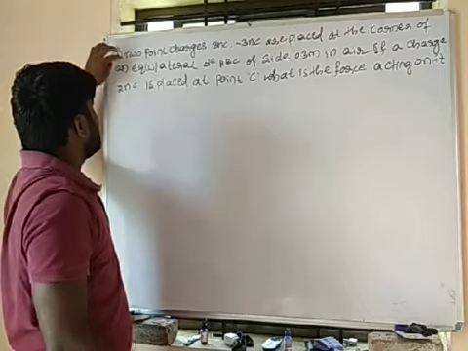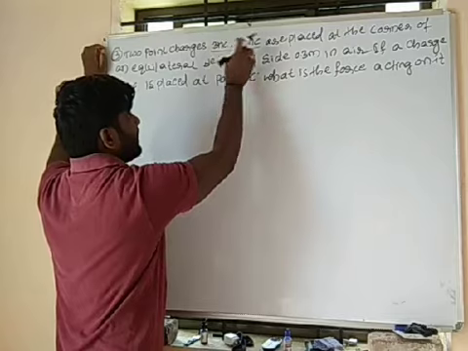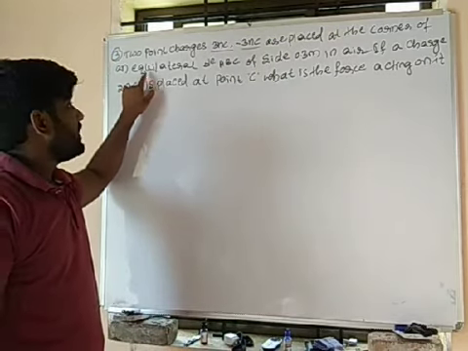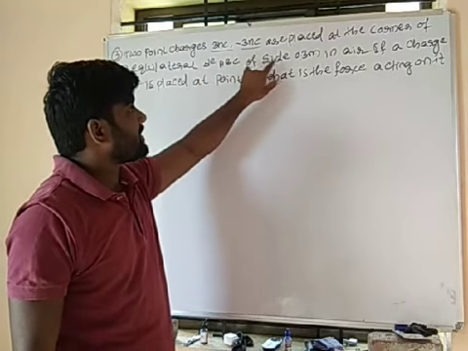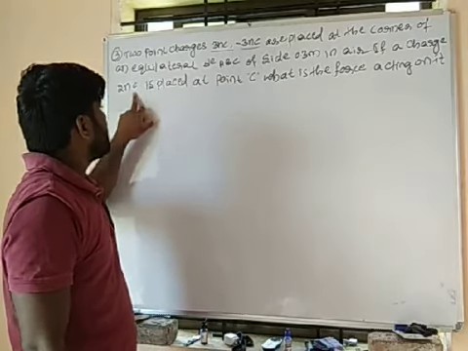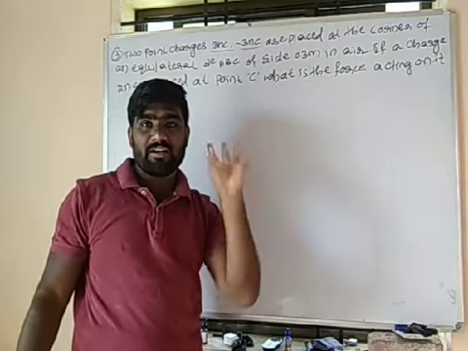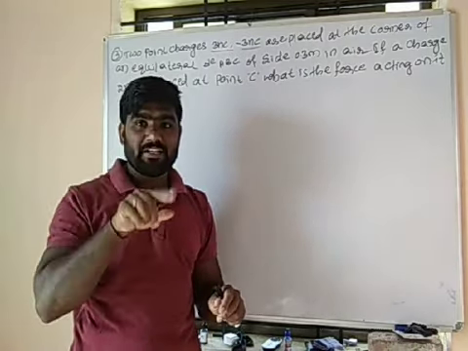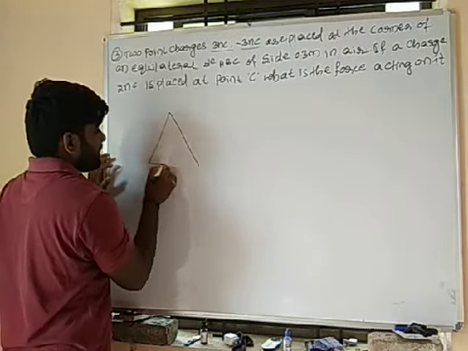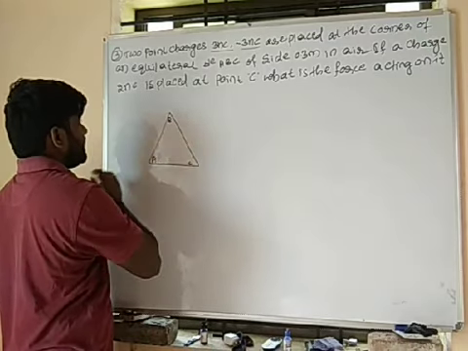Next, see this question. Two point charges of 3 nanocoulomb and minus 3 nanocoulomb are placed at the corners of an equilateral triangle ABC of side 0.3 meter in air. If a charge of 2 nanocoulomb is placed at point C, what is the force acting on it? It means that 3 point charges are kept at the corners of the triangle. It will be your triangle. So I am taking A, B, C.